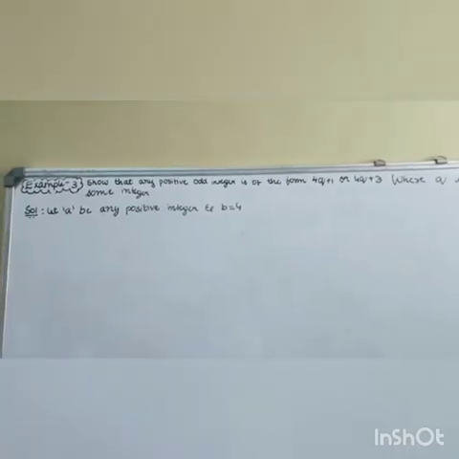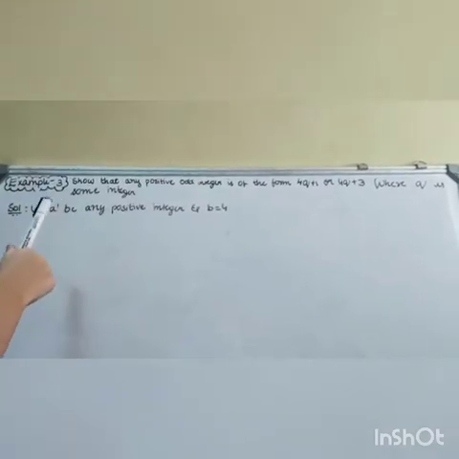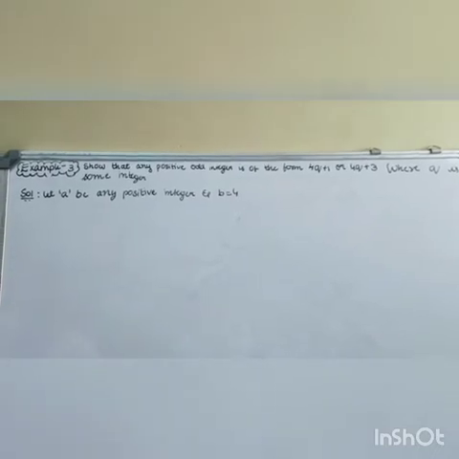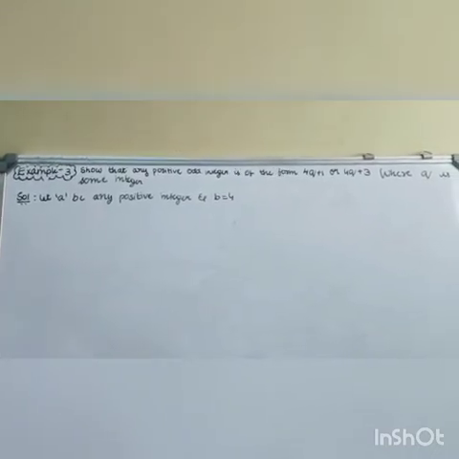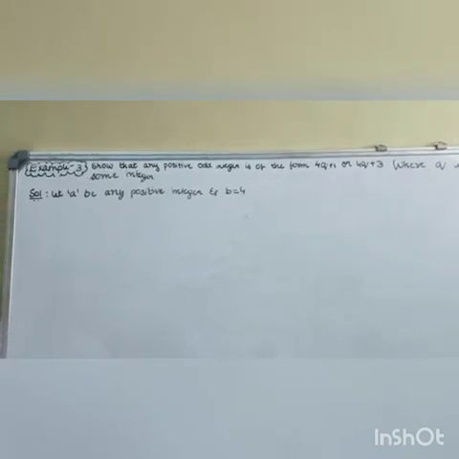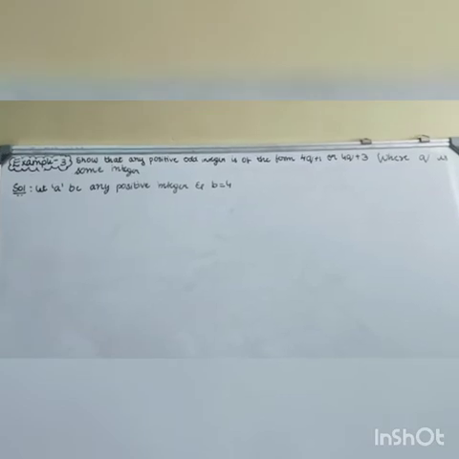Now let's look at example 3. Now let's read the question. Show that any positive odd integer is of form 4q plus 1 or 4q plus 3 where q is some integer. So now let's begin our solution.